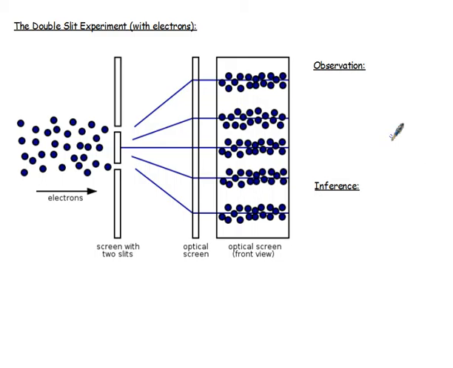So to review the double slit experiment, when we shoot electrons at a screen, we end up with this interference pattern. Now, the inference we can make from that: if we see an interference pattern, we can infer that there's wave-like behavior.